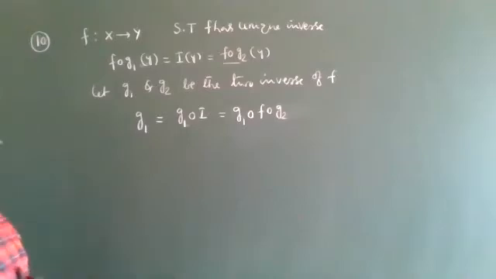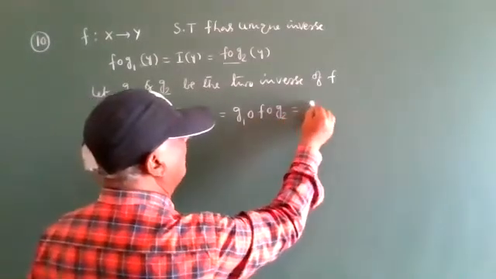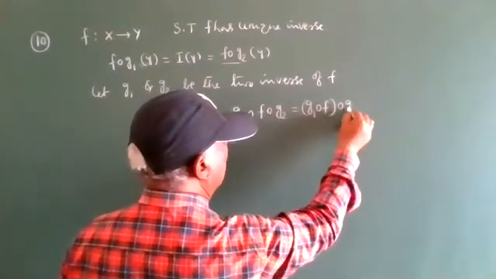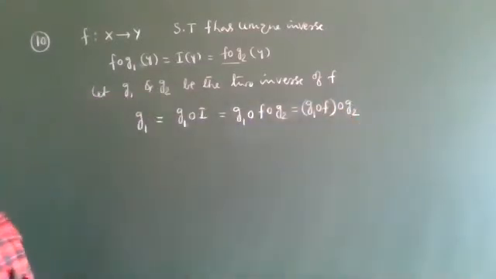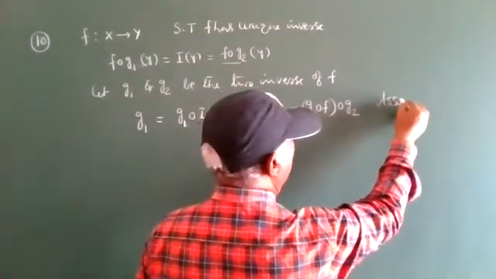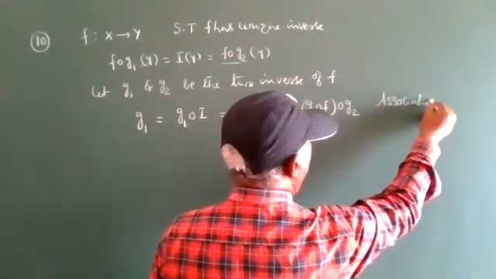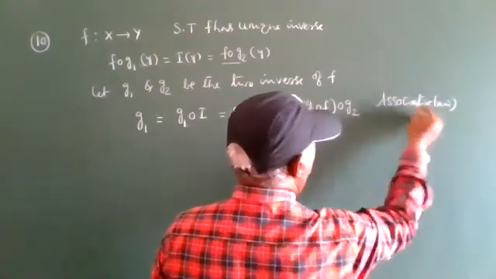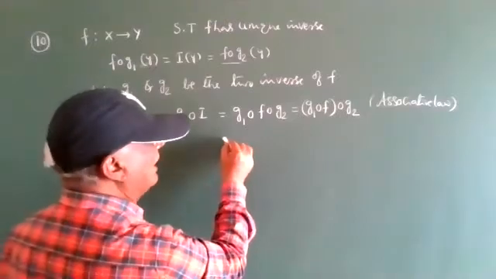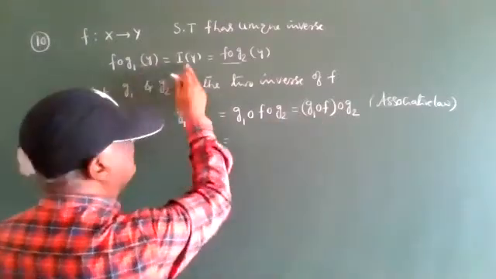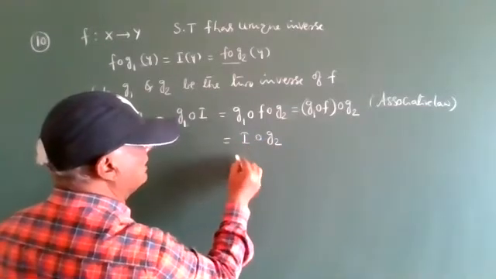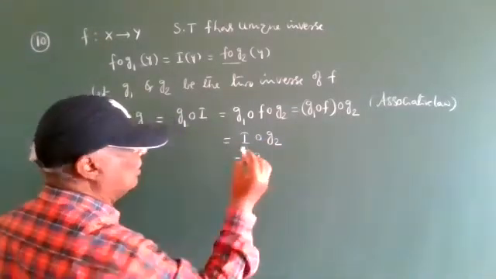By the associative law, we can take any two of the three together, and we get the same result. So now G1 circle F is I only. I circle G2, that is equal to G2.